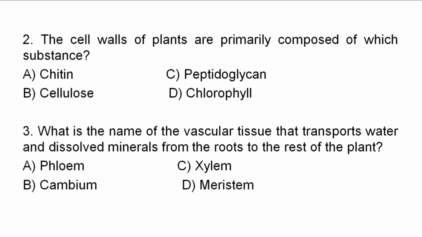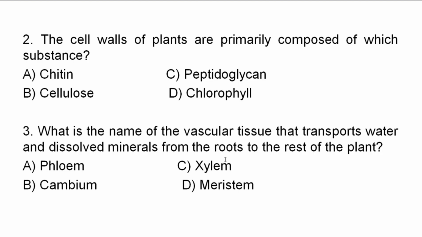Good. Question number 3. What is the name of the vascular tissue that transports water and dissolved minerals from the root to the rest of the plant? A. Phloem, B. Cambium, C. Xylem, D. Meristem. What's the name of the vascular tissue? Which one is the correct answer? Good, I think you got the answer. The correct answer is xylem.